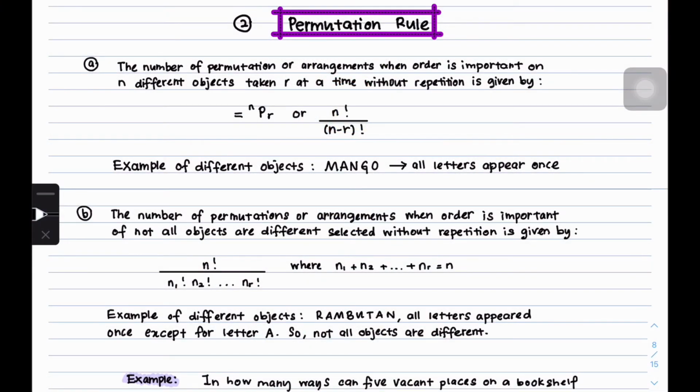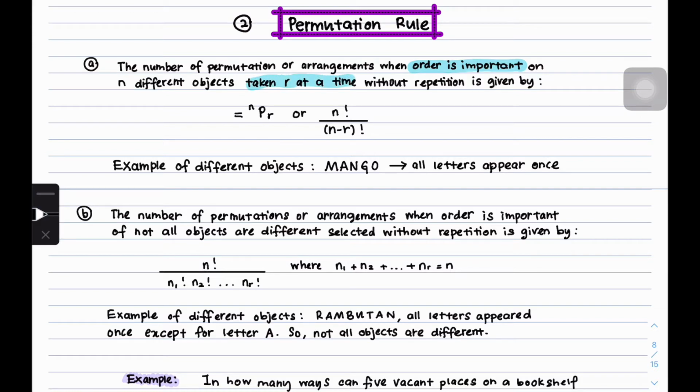Okay, now we want to see the second rule, which is called the permutation rule. So what is the permutation rule? We have two types of permutation rule. The first one, the number of permutation or arrangement. The permutation rule is a number of permutation or arrangement when order is important. Okay, order is important, turutan, on n different object taken R at a time.